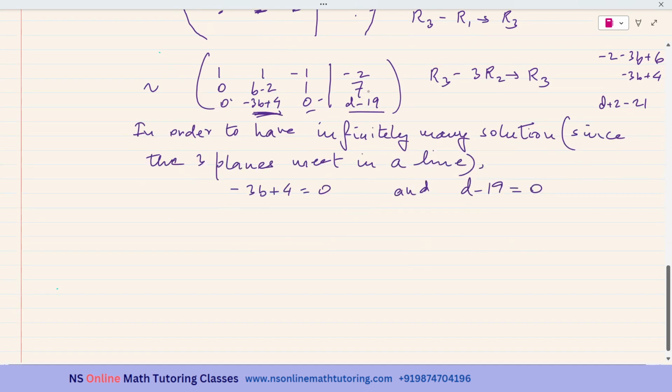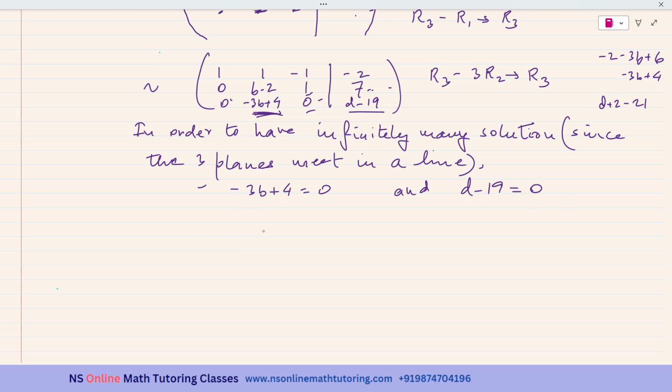Because 7 is definitely not equal to 0 and 1 is not equal to 0. So you cannot make row number 2 equal to 0, all zeros, or row number 1 having all zeros. Only row number 3 can be made to have all the zeros. Okay, if minus 3b plus 4 equal to 0 and d minus 19 equal to 0.